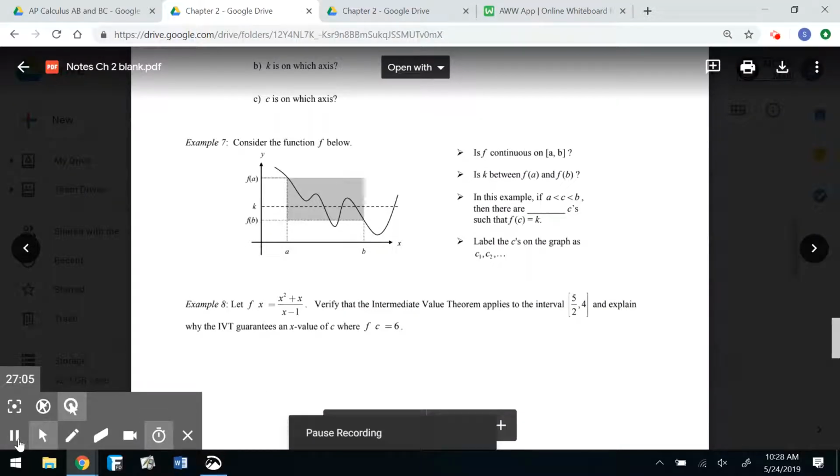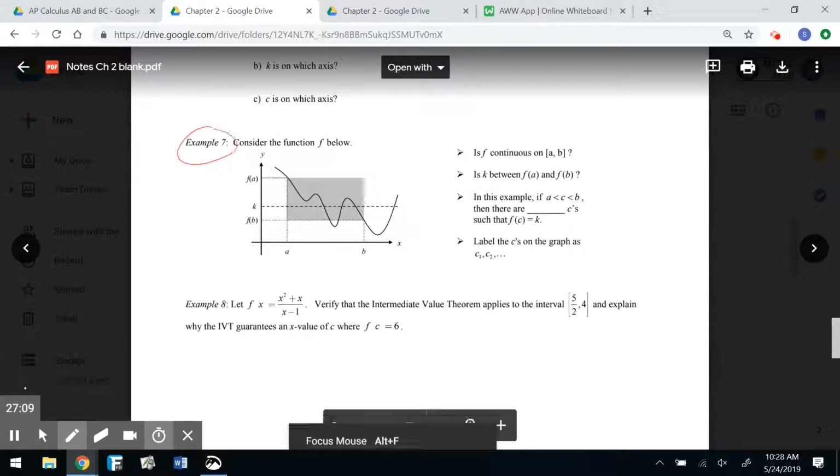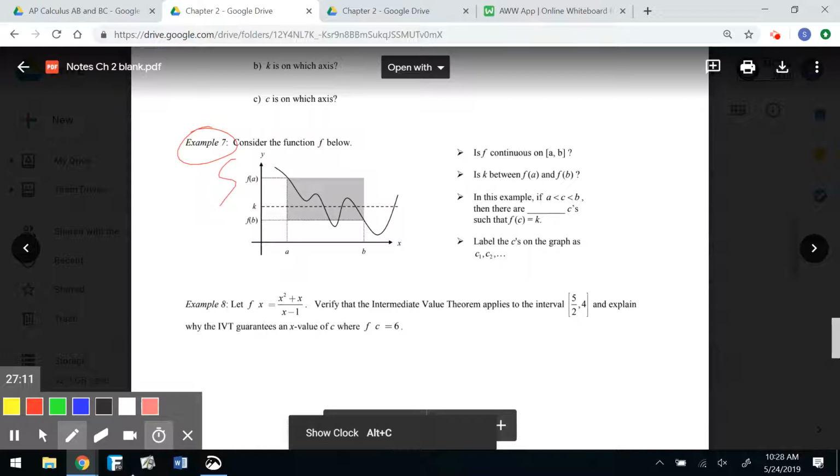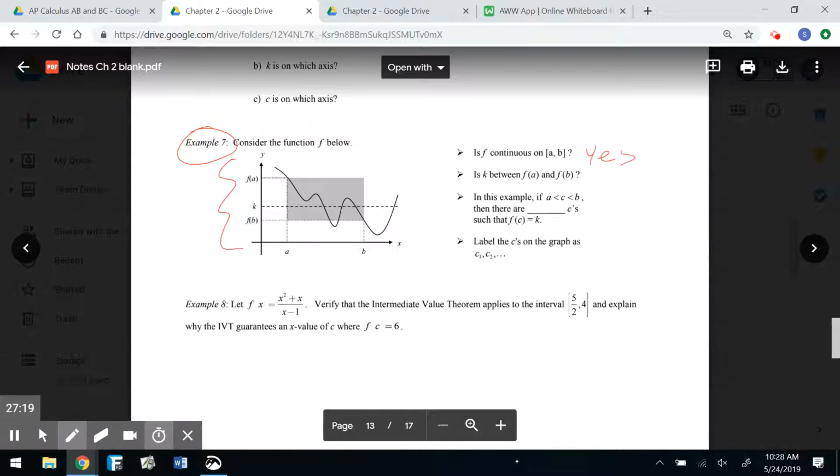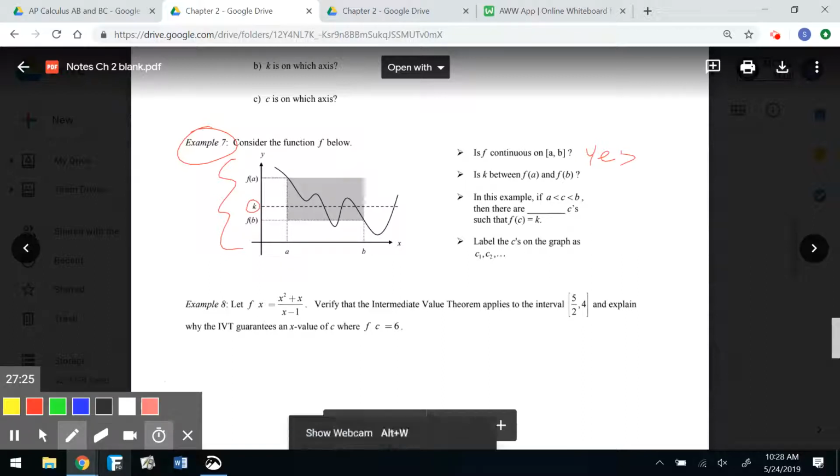Example 7, let's take it even a step further here, and I'm going to work through this one with you. Consider the function. We have a picture right there. Question 1, is f continuous on a to b? Yes, it is, because I can draw that entire graph without lifting my pencil. Is k between f of a and f of b? Yes, it is. It is right there.